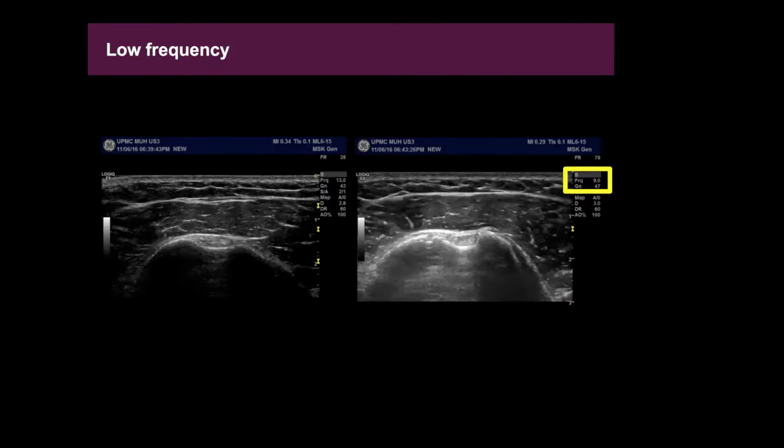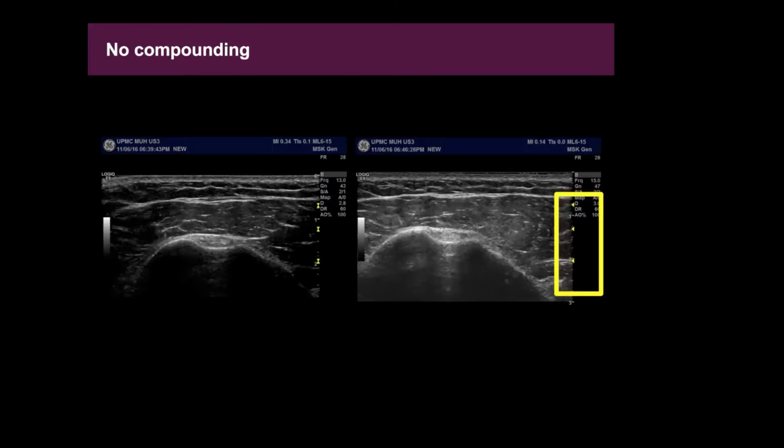So this is a case of too low frequency. With very superficial structures, I like to go 15, maybe even 24 megahertz. But with bigger patients, with deeper structures, you may have to lower your frequency to as low as 9 megahertz. And I don't think there's really any hard and fast rule to decide what frequency you should use. It kind of comes with experience and basically just trying to make your images look, for the lack of a better word, pretty.